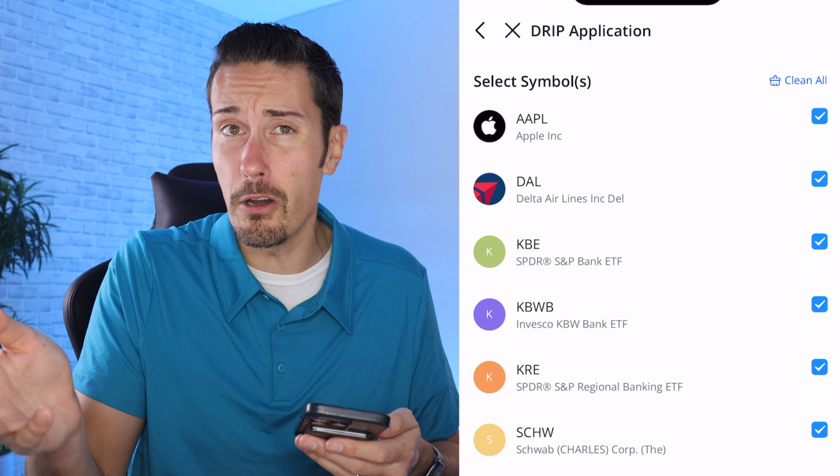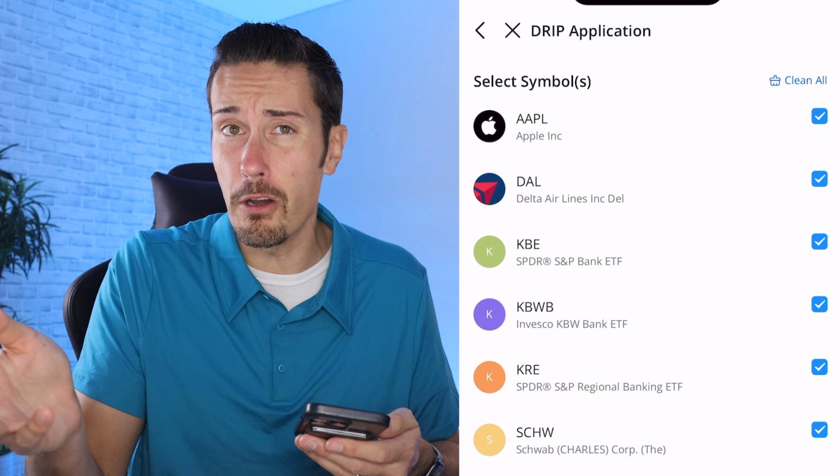But here we are on my account. What you want to do is go up to the top right-hand side. You see that weird little sliding scale icon at the top right-hand side? That's what you want to tap on. That's going to take us over here to our managed brokerage account. And look down below. There it is, right? Waiting for me to do it.